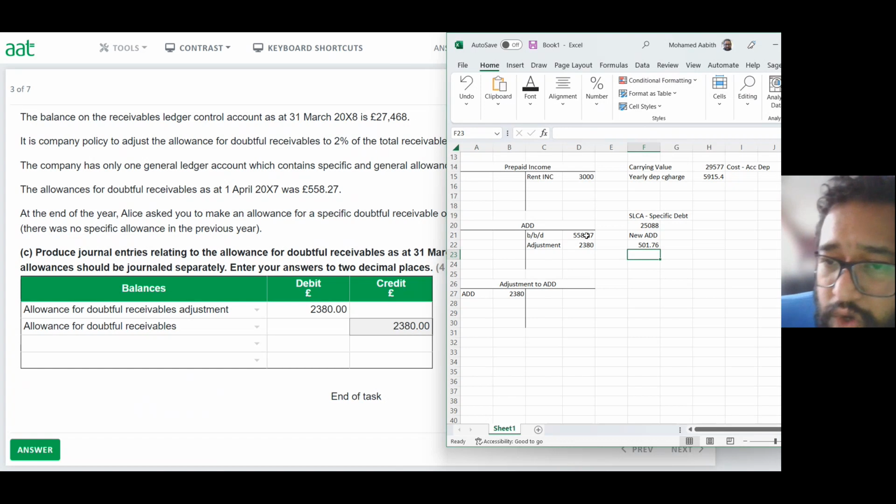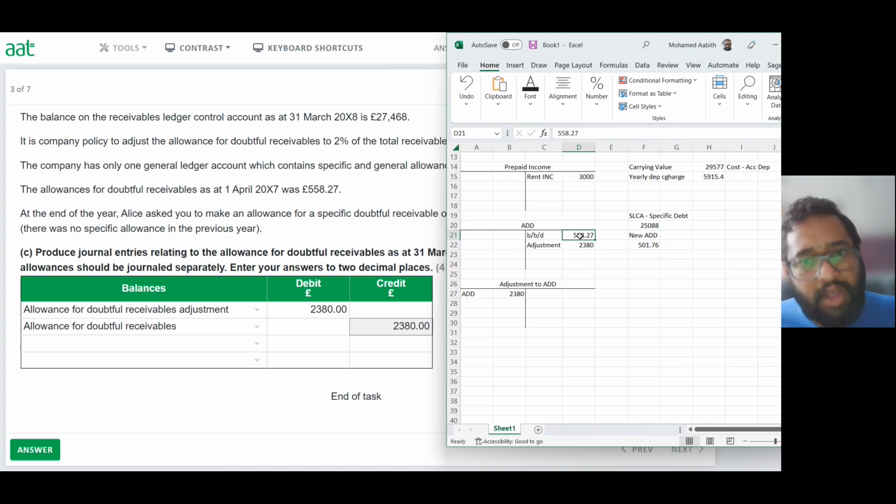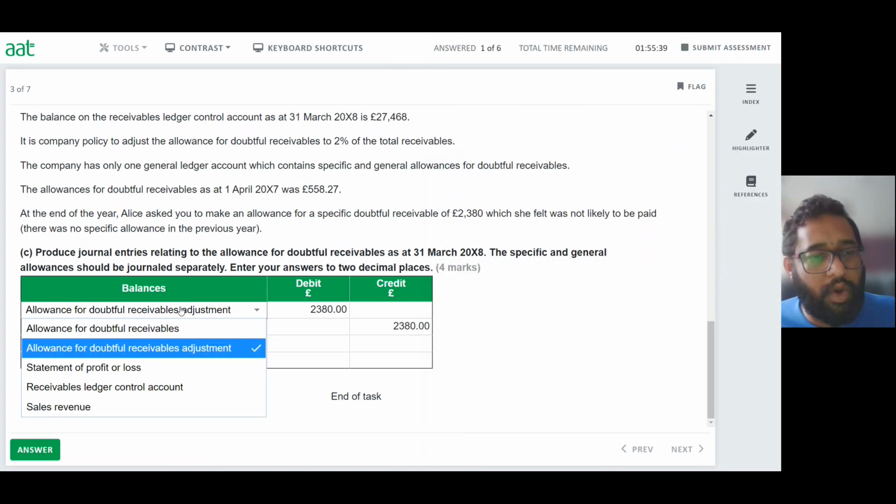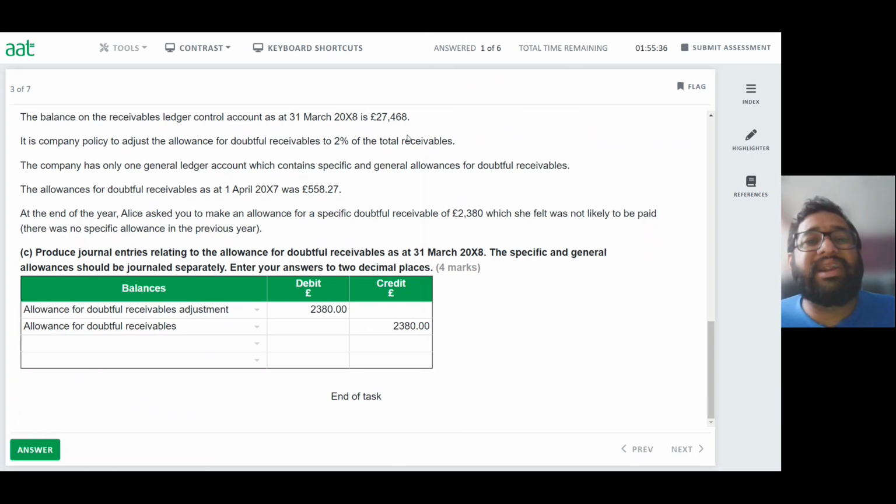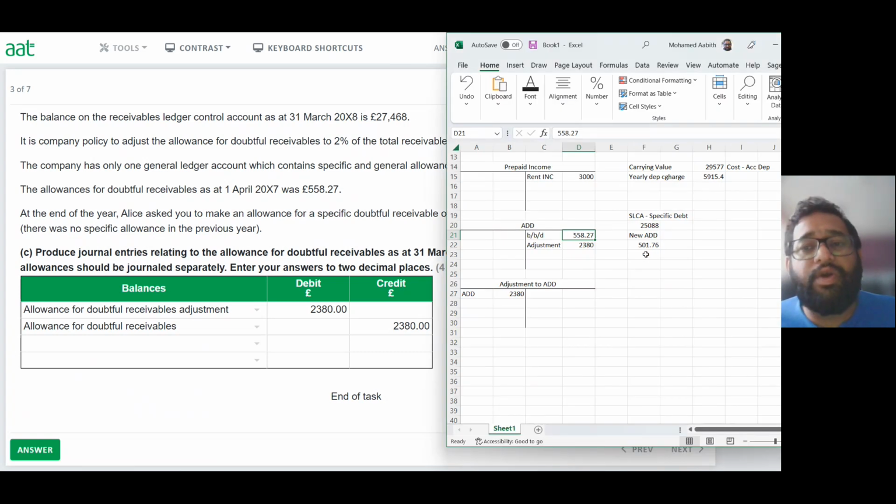So from this value, I need to reduce my allowance for doubtful debt balance to 501.76. I know I have this one, but I only worry about this net specific value there. So this specific amount has to go in here as a reduction of this allowance for doubtful debt. So from there, we have to reduce to 501.76. So what is the adjustment? The adjustment in this scenario will be this minus this. But now how am I going to adjust this?